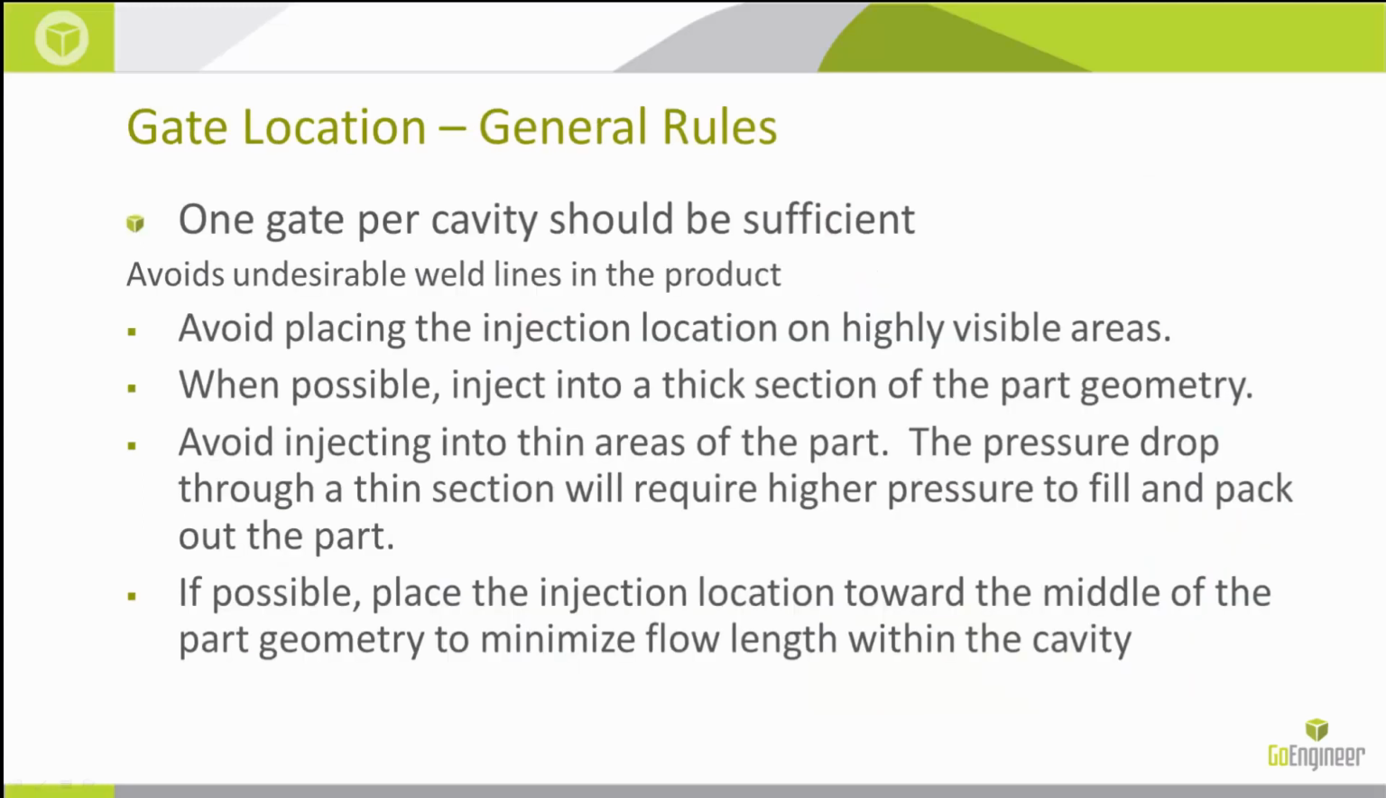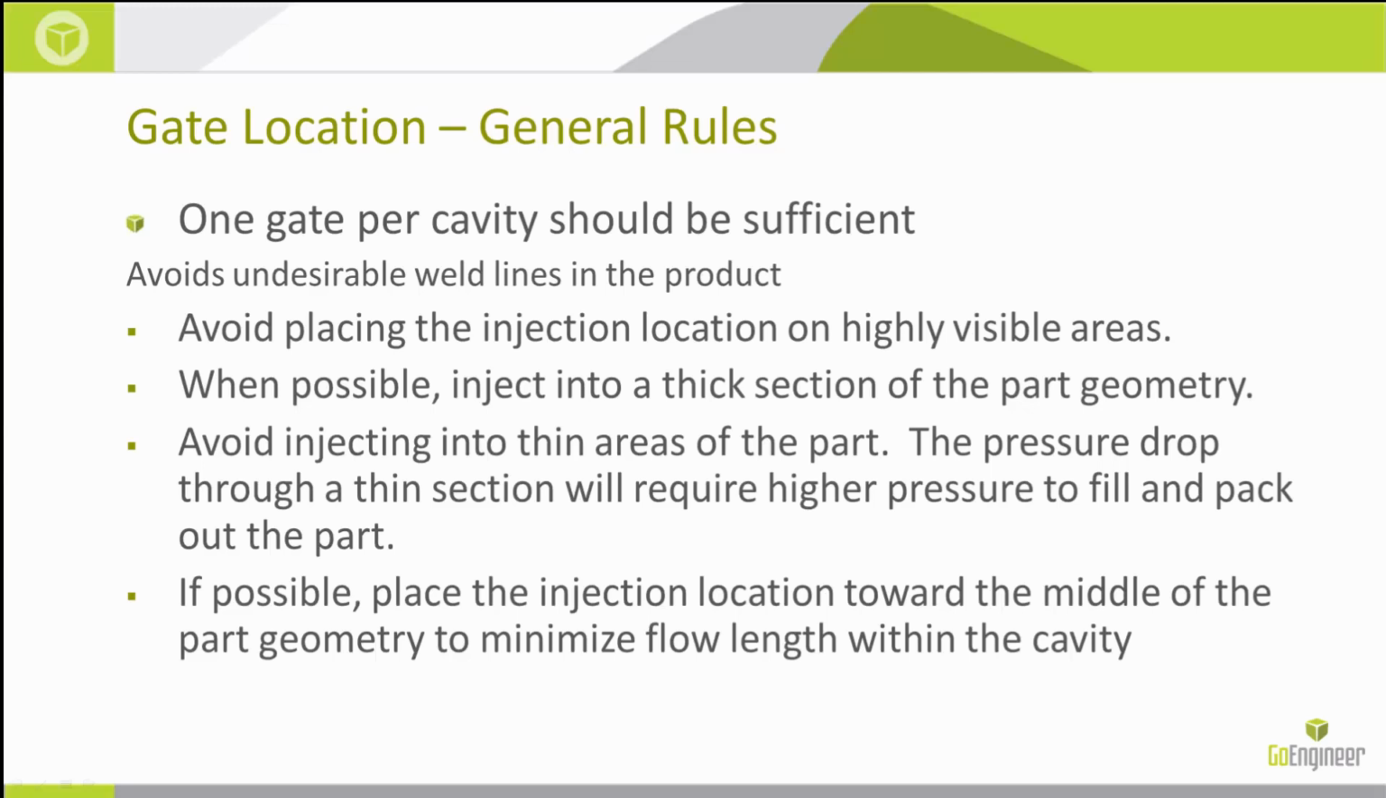I've got just a few little gate location general rules. This is another thing that we like to look at when we're designing a part, is trying to figure out where a good gate location would be. The general rule is 1 gate per cavity should be sufficient. What this does is help you avoid undesirable weld lines in the product.